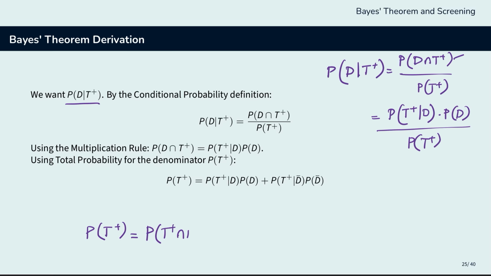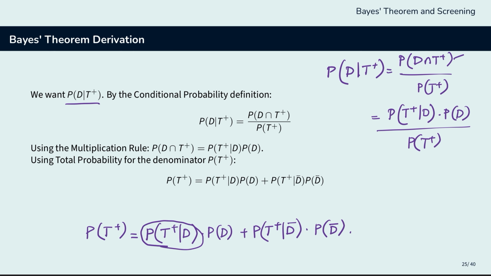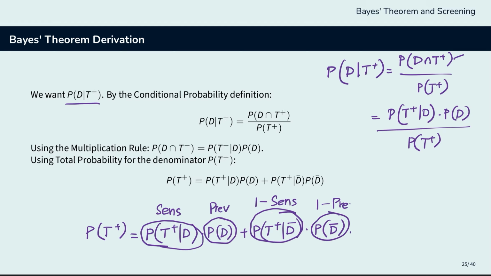So let's go back to that formula. Now you replace that formula here. Notice that there are formulas that you can use right here. This is sensitivity. This is nothing but 1 minus sensitivity. This is prevalence. And this is 1 minus prevalence. So these are all the formulas that we have.